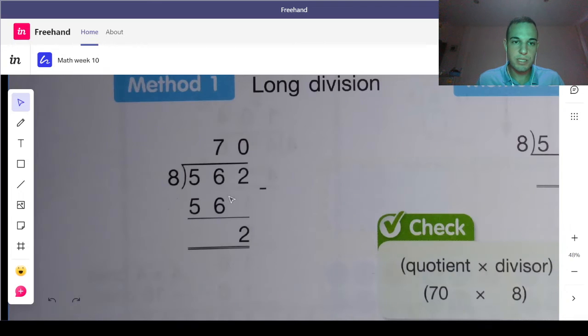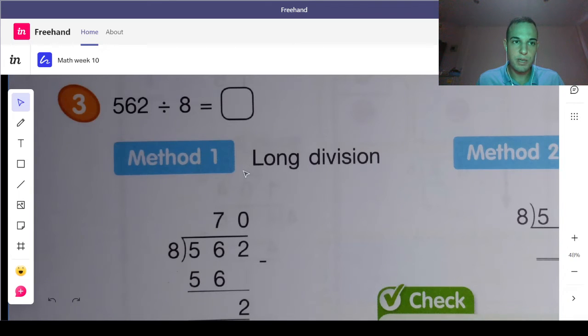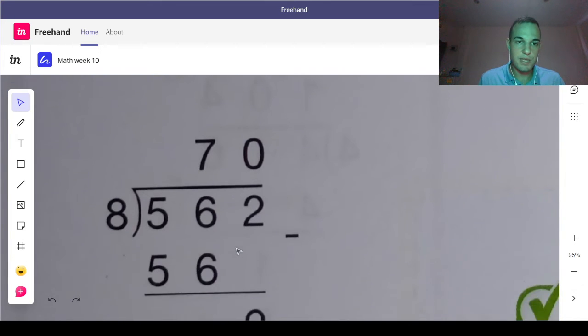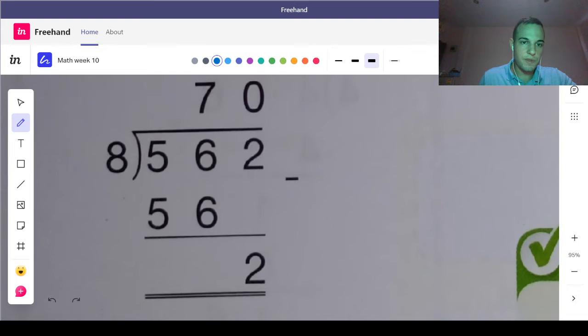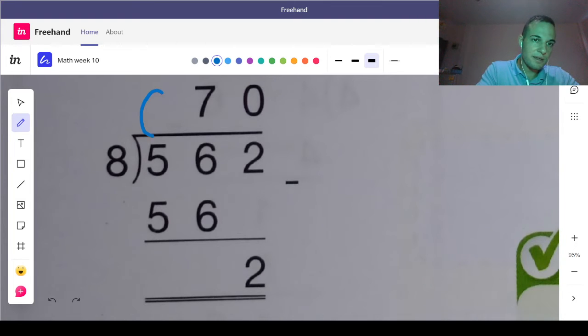And let's finish it together for question number 3. We have 562 divided by 8. So does 8 go into 56? Does 8 go into 5? No. So the first one is going to be 0.